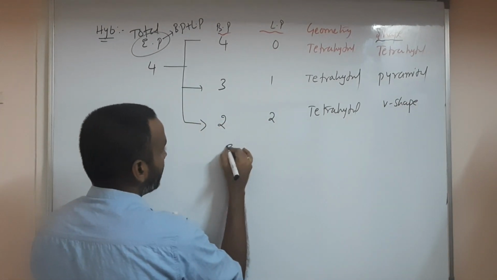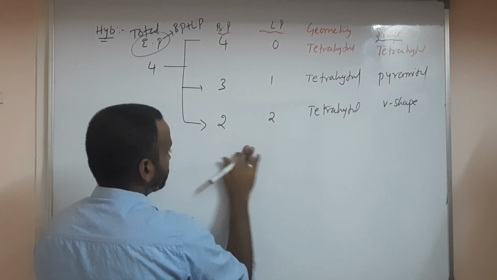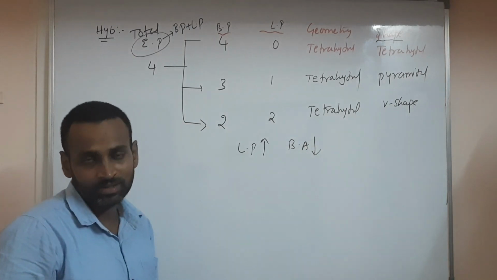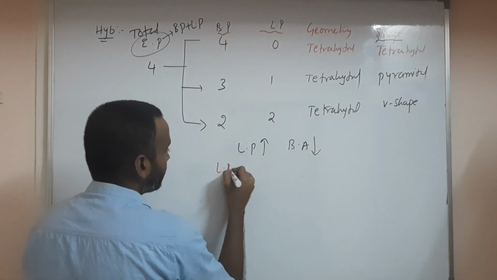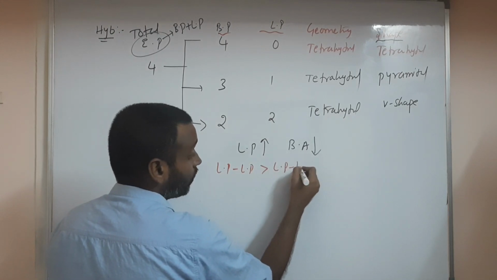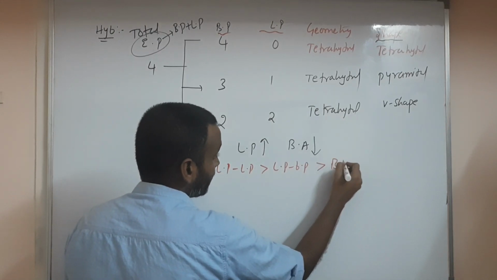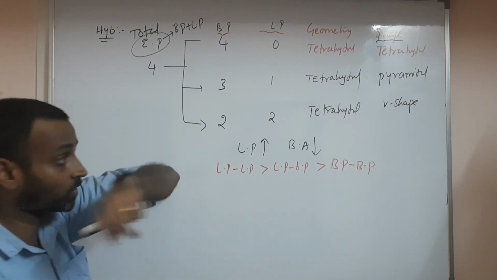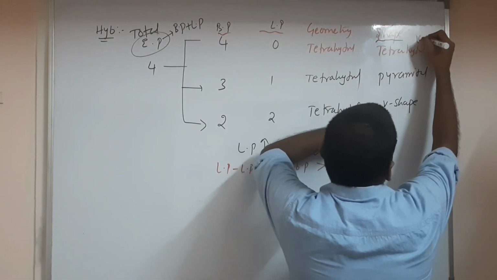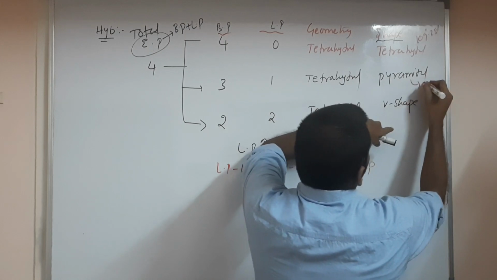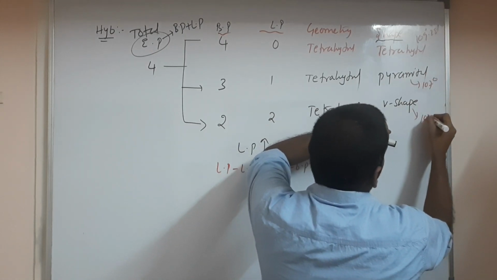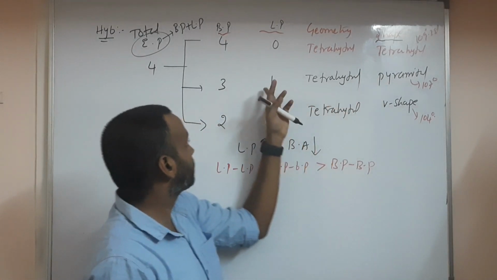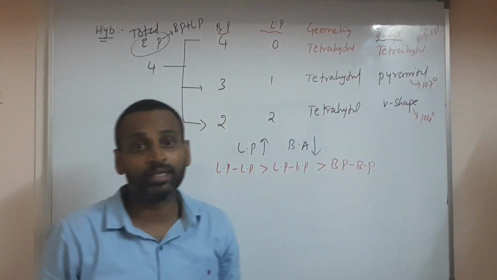And one more important thing you have to remember: as the lone pairs increase, the bond angle decreases, because lone pair-lone pair repulsions are greater than lone pair-bond pair repulsions, which are greater than bond pair repulsions. So here lone pairs are more, so repulsions are more. Tetrahedral means actually 109 degrees 28 minutes, but here 107 degrees, here 104.5 degrees or so. So as lone pairs increased, bond angle decreased.